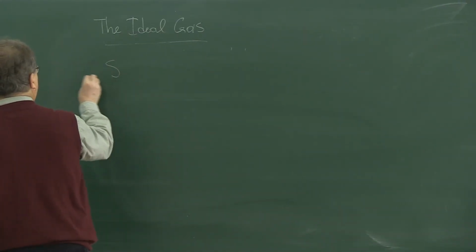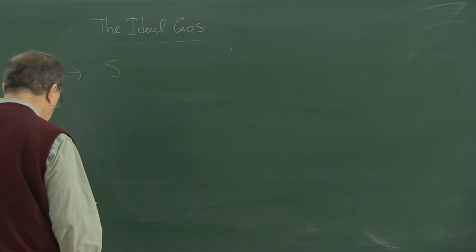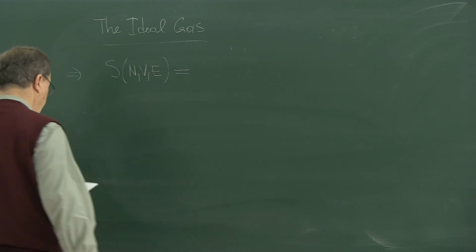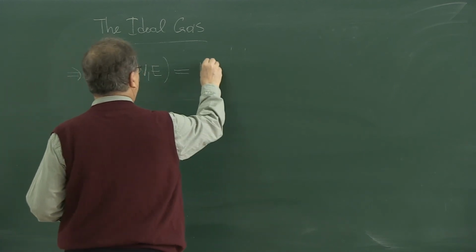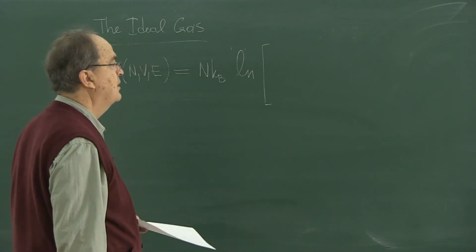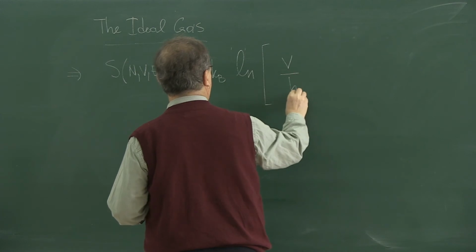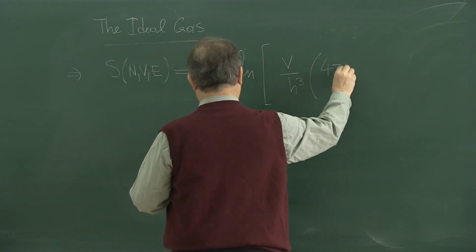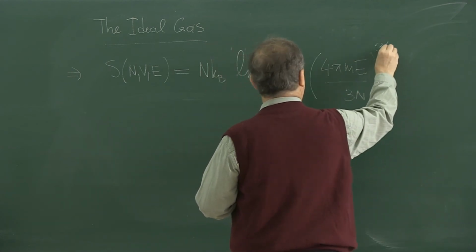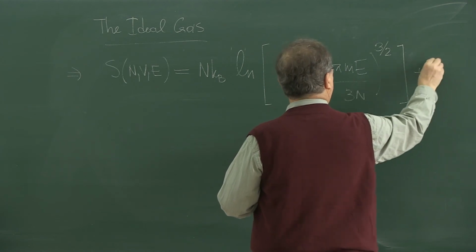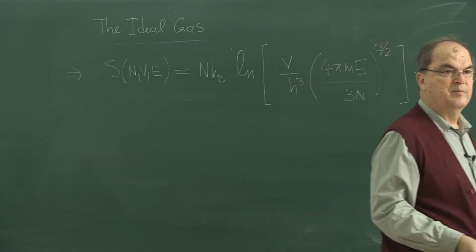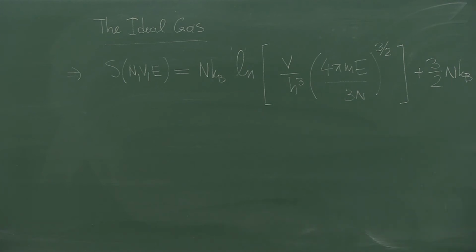Entropy comes as a function of N, V and energy E: N k_B logarithm of V over h cubed, 4 pi m E over 3N to the power 3/2, plus 3/2 N k_B. You should always find entropy in terms of N k_B. That's the correct unit.